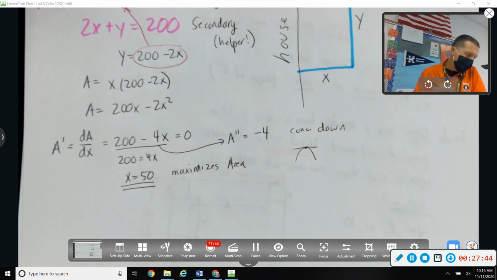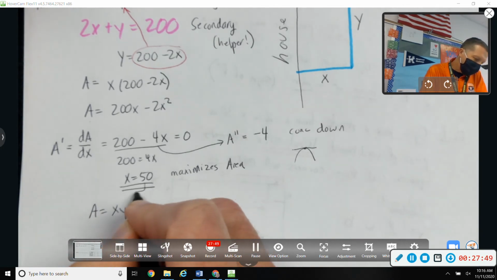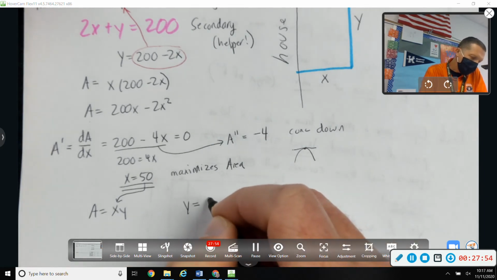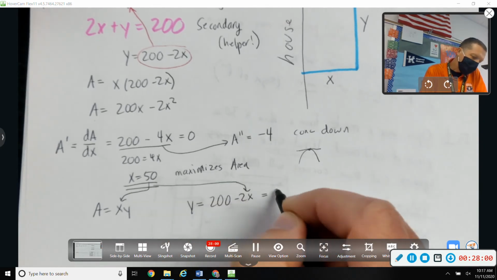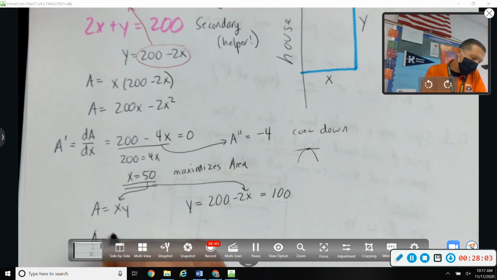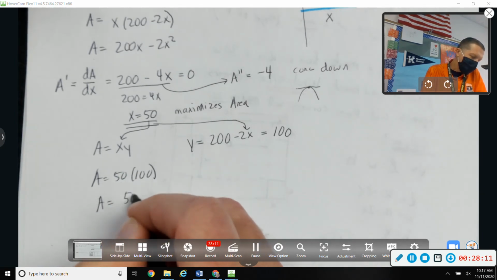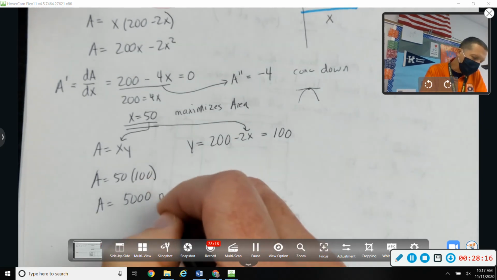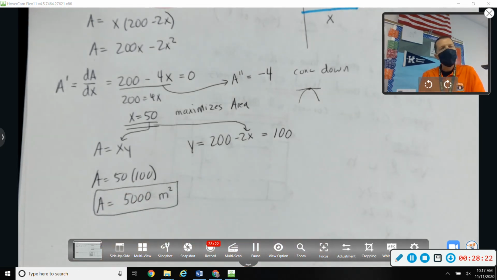The area is x times y. I know x is 50. Y we said was equal to 200 minus 2x, so y would be 100. So 50 times 100 would be 5,000, and then whatever units we were in, meters squared. That would be the most area that Sheriff Longmire could get out of that 200 meters of fencing.